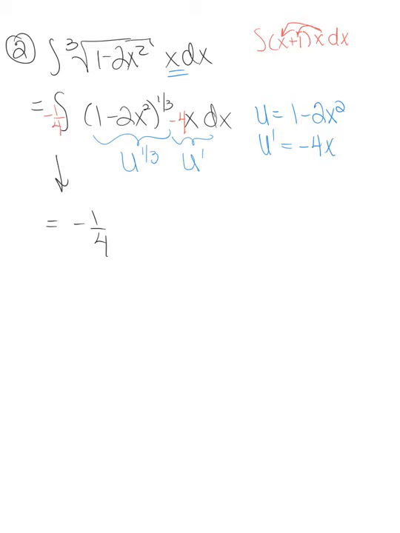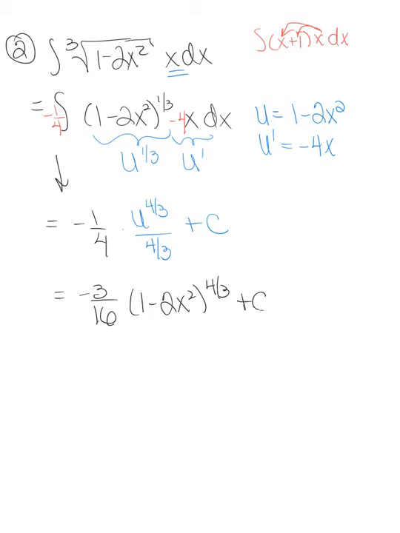When I integrate u to the 1/3 times u prime, I'm going to get u to the 1/3 plus 1, which is 4/3, divided by 1/3 plus 1, which is 4/3, all plus c. And then of course I can go ahead, flip that number around on the bottom and put my u back, and I believe this should give me a -3/16 times my u, which is (1 - 2x^2) raised to the 4/3 power, all plus c.